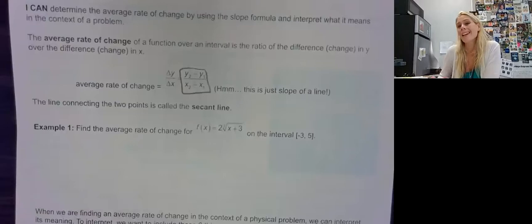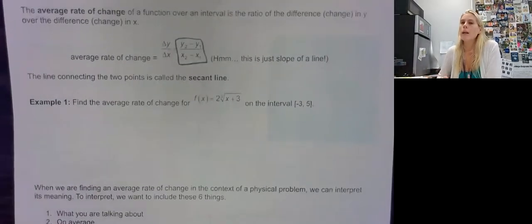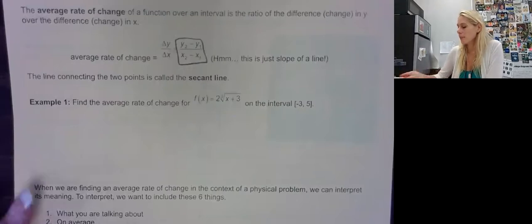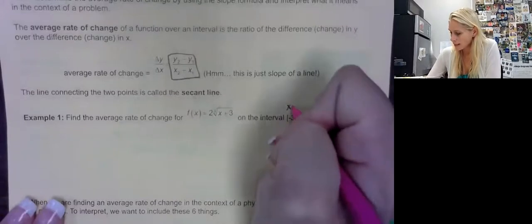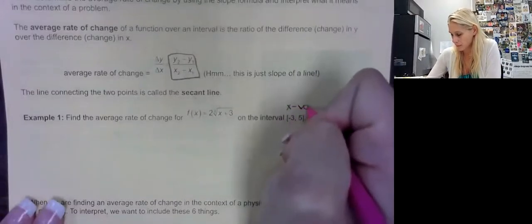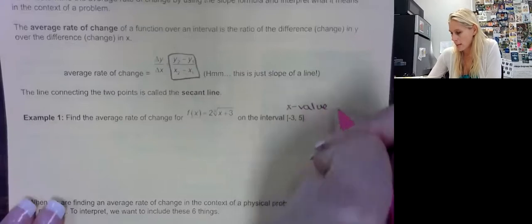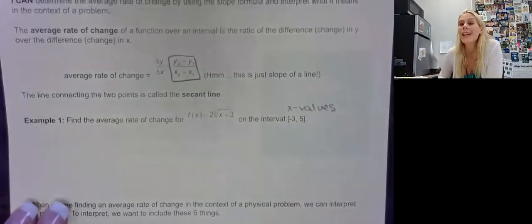Now, the line that connects these 2 points that we are finding this slope for is what we call the secant line. So we're finding the slope of that secant line. Secant lines cross through 2 points. So example 1, if we were asked to find the average rate of change for this function on the interval -3, 5, we have to keep in mind that this interval is our x values. Anytime you are getting an interval like this, these are the x values.